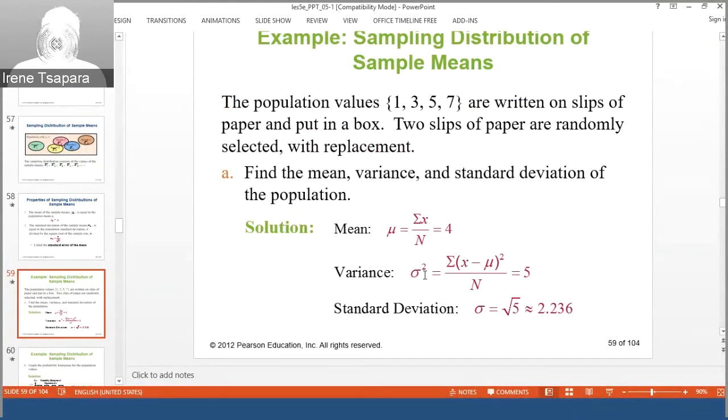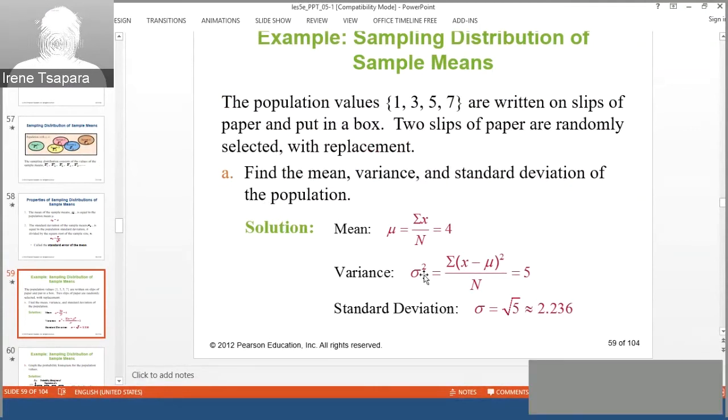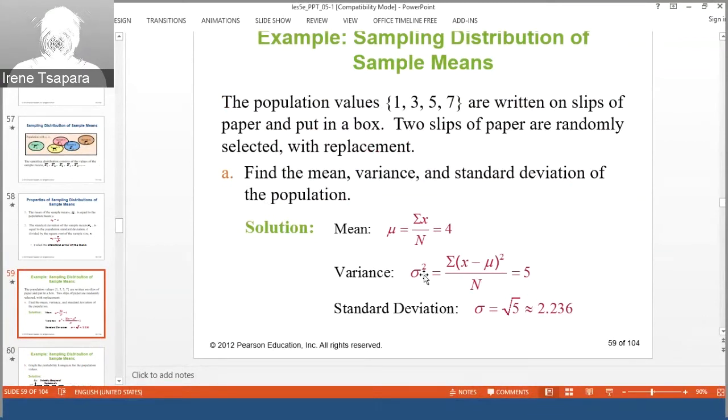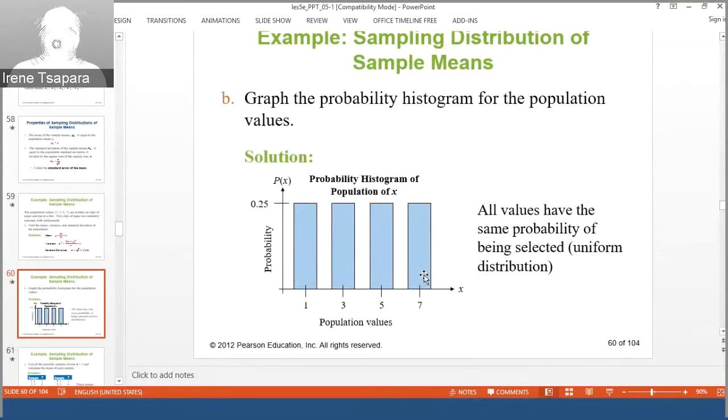The population values that we have here are 1, 3, 5, and 7, and they are written on slips of paper and put in a box. Two slips of paper are randomly selected with replacement. We find the mean, the variance, and the standard deviation of the population. So we look at the entire population here and calculate the different measures. We graph the probability histogram for the population.